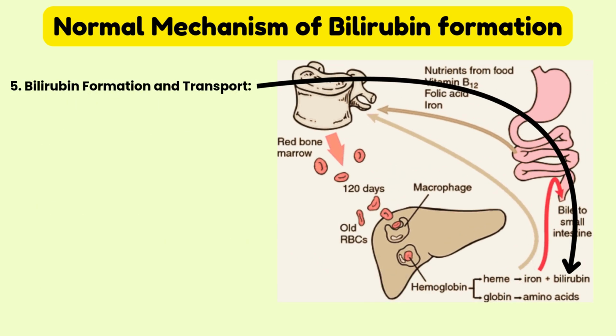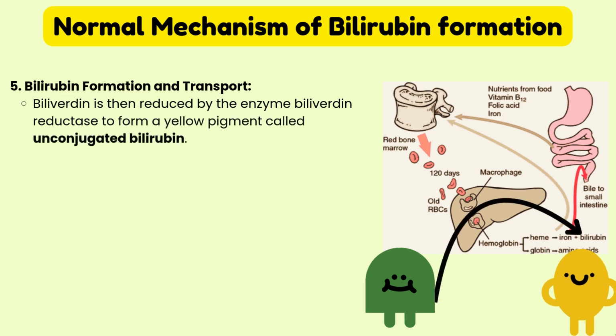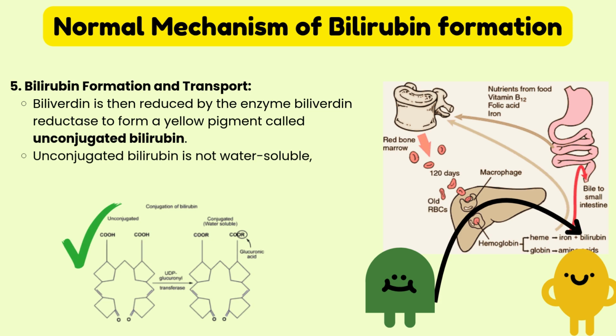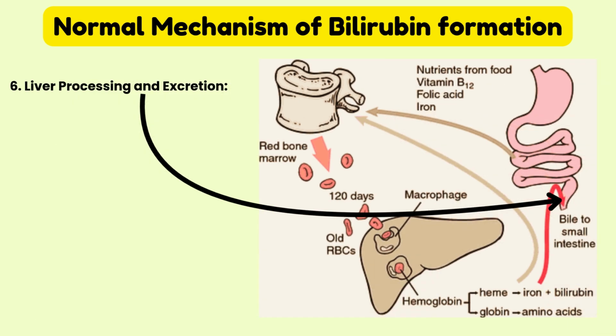Step 5. Bilirubin formation and transport. Biliverdin is then reduced by the enzyme biliverdin reductase to form a yellow pigment called unconjugated bilirubin. Unconjugated bilirubin is not water-soluble, so it binds to the protein albumin in the blood plasma for transport to the liver.